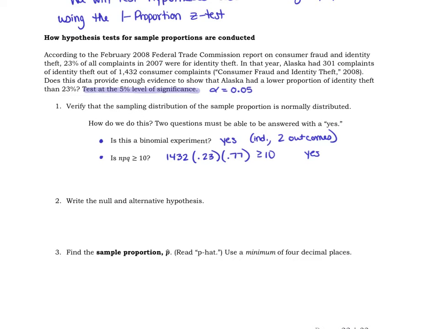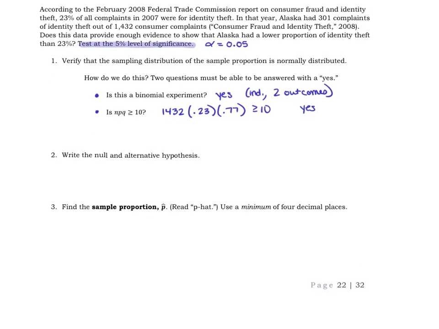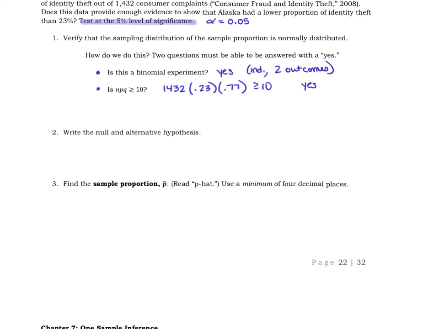Okay. All right. So once we know that's true, we can go ahead and use this particular type of test. There are other tests you use if you fail to meet either of those two criteria. Okay. So that's why we have to check. So write the null and alternative hypothesis.